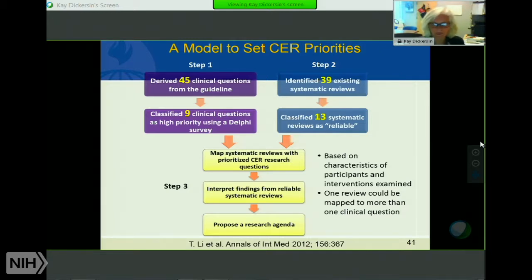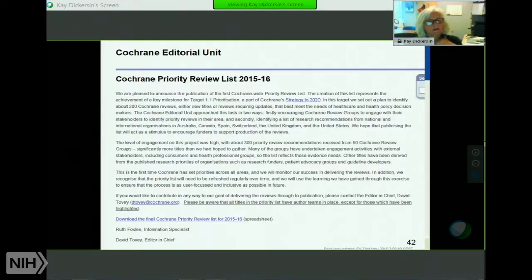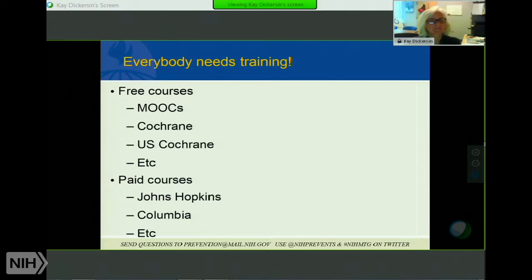I won't go through the process because it takes too much time, but this is described in the Annals of Internal Medicine article in 2012: how you would go about this, starting with the guideline, because these are obviously recommendations that matter to clinicians, and work backwards to get an agenda for doing systematic reviews. So, a priority list came out of some of the methods that we use.